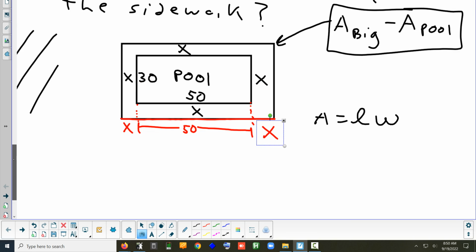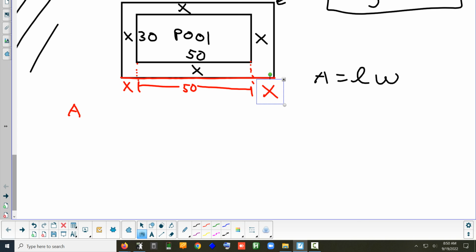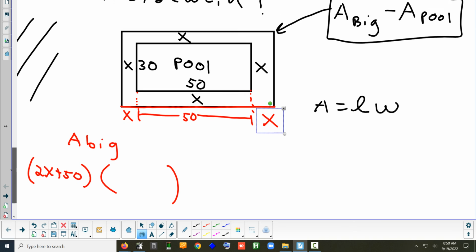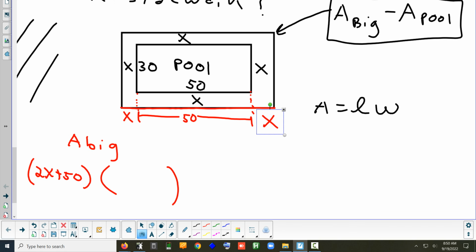Okay, so let's write that down. So area of the big rectangle is 2x plus 50. That's the length. Now I need the width. Same idea. That's the width.